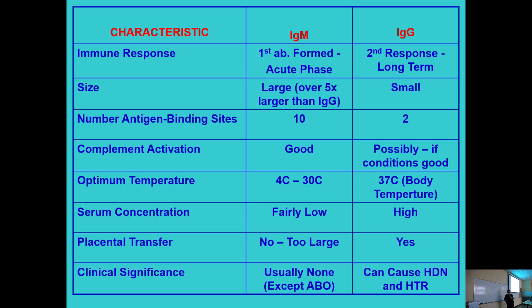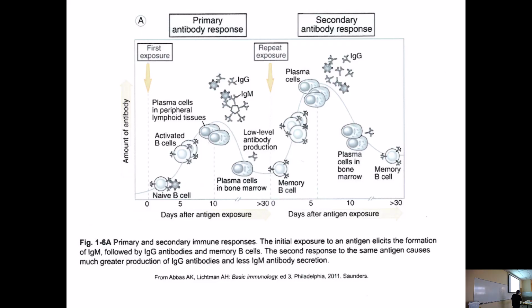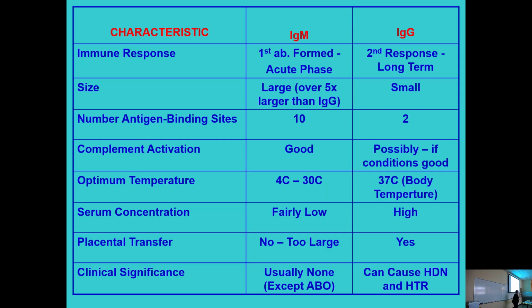So some important characteristics. IgM is going to be the first antibody formed. If you look back here, IgMs get formed first. They're a little more general, not as specific. They're going to come out first. They're going to be large, over 5 times larger than the IgG.